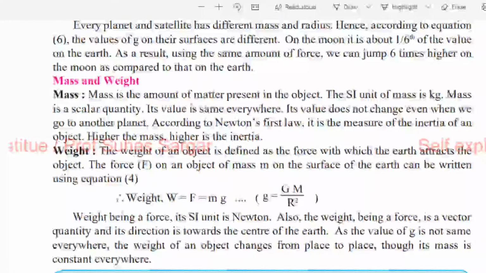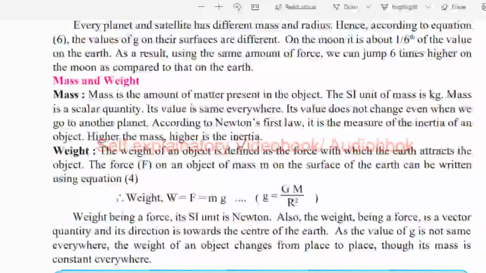Next topic is weight. The weight of an object is defined as the force with which the Earth attracts the object. The force F on an object of mass small m on the surface of the Earth can be written in equation 4. Therefore, the weight W is equal to F, which is equal to small mg.